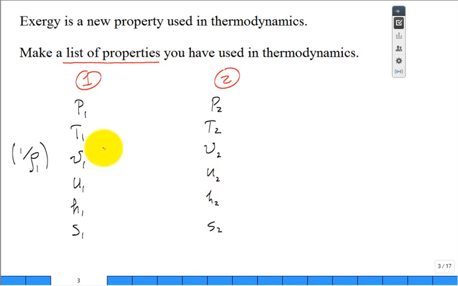Now, somebody said, well, I had capital V as volume. Okay, put it on a per unit mass basis, divide by mass, and turn it into specific volume. Or capital U, that's true, that's a property, but divide it by the mass, and then you get the lowercase u. So this is a pretty good list right here. At the end of this list, we're going to have E at state 1, E at state 2.